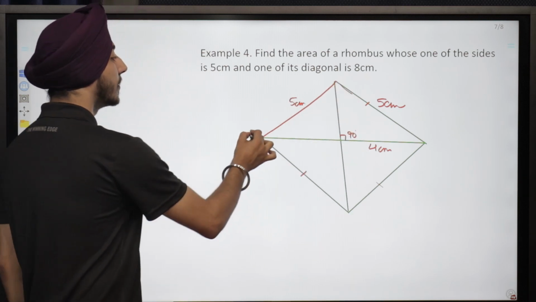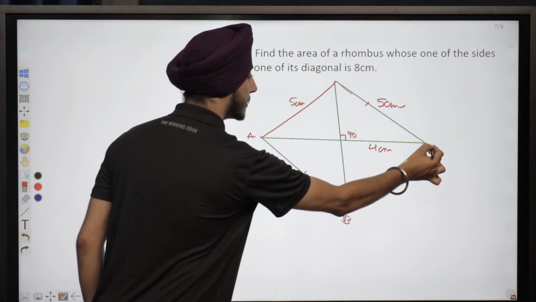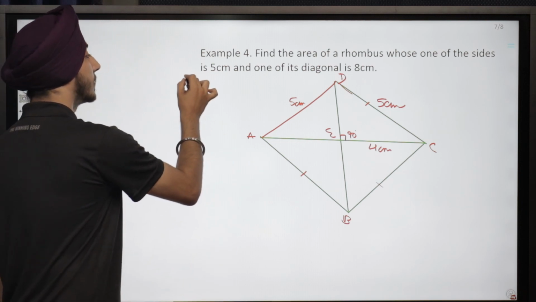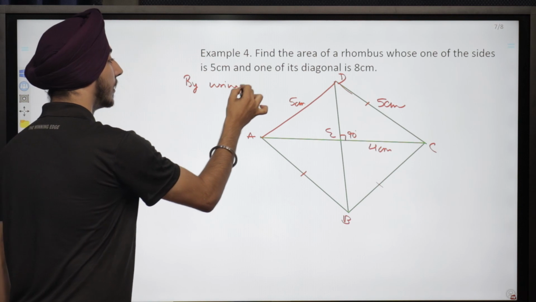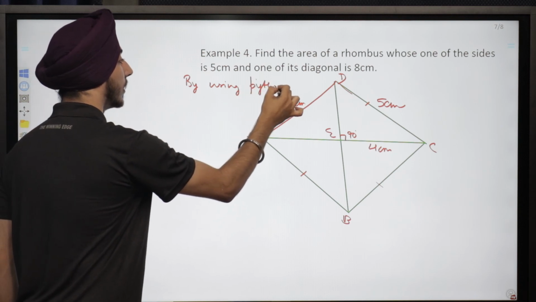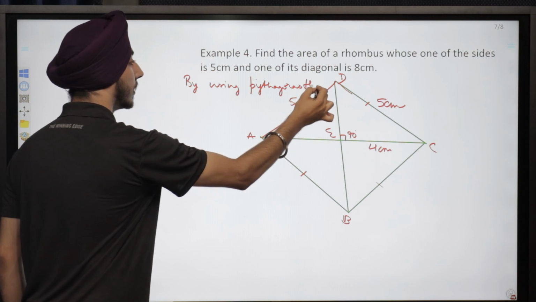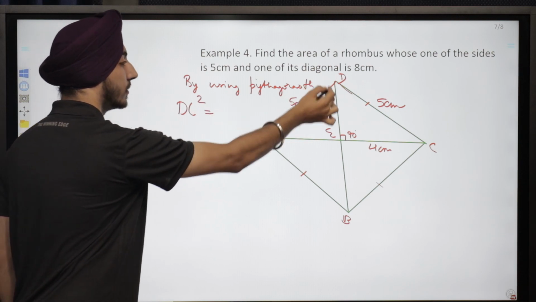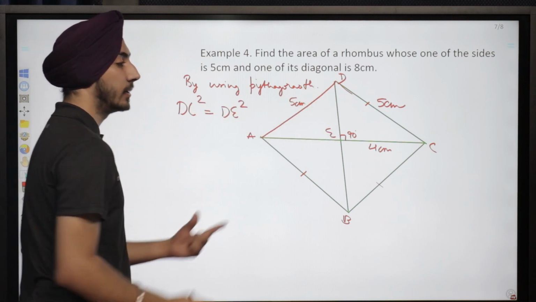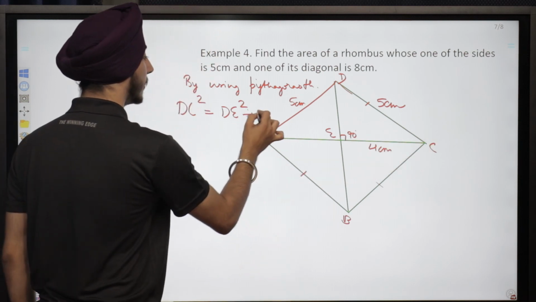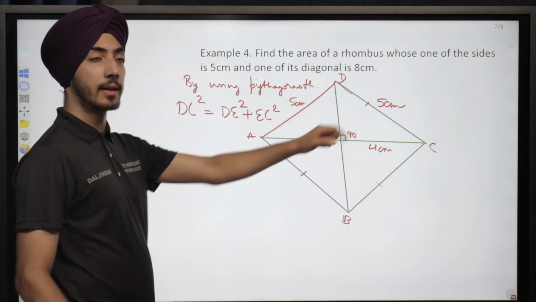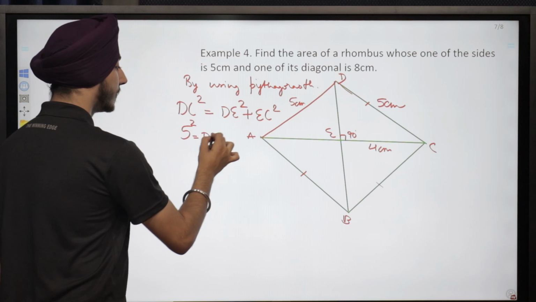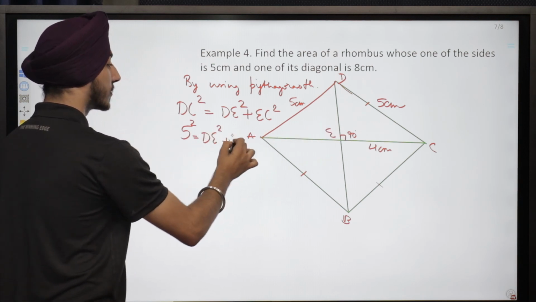So now we are going to find out the length of this part. Before we go to that, we'll just name this rhombus A, B, C, D, and let's name this E. So आप लिखोगे by using Pythagoras theorem, DC is your hypotenuse. So we'll write down DC square equals DE square, that is perpendicular ka square, plus base, that is EC ka square. What is the value of DC? That is 5. So we'll put down 5 here, 5 square. DE we do not know, we have to find it out. Plus EC, that is 4 square.